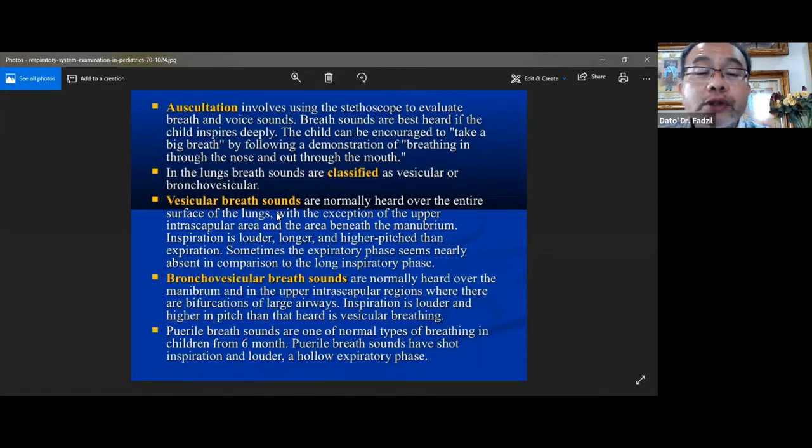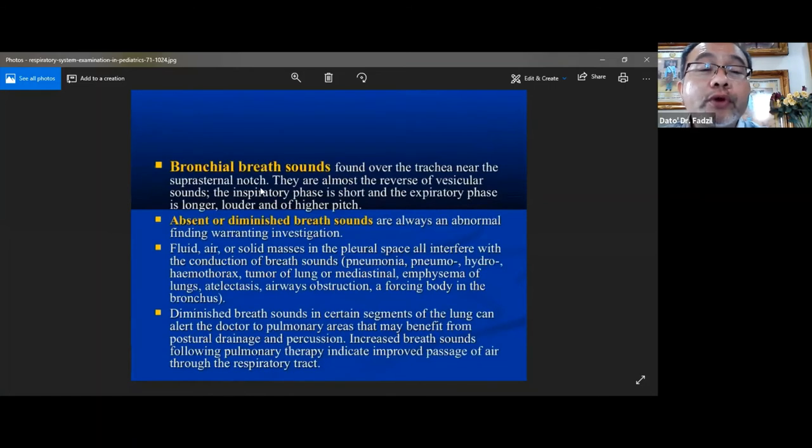Bronchial breath sound is a combination of where there is some big airway and at the same time an alveoli is there, so you call it bronchial breath sound. Bronchial breath sound is when you hear only the movement of air inside the big airway only. That's called bronchial breath sound.